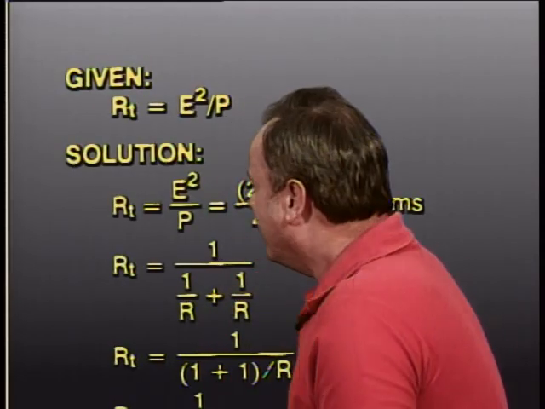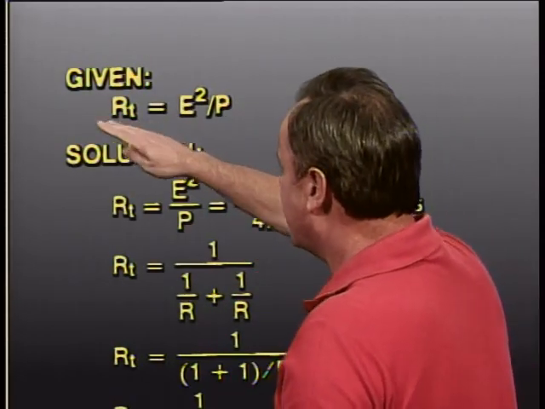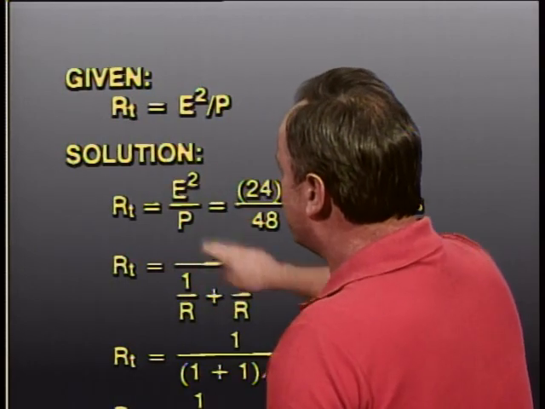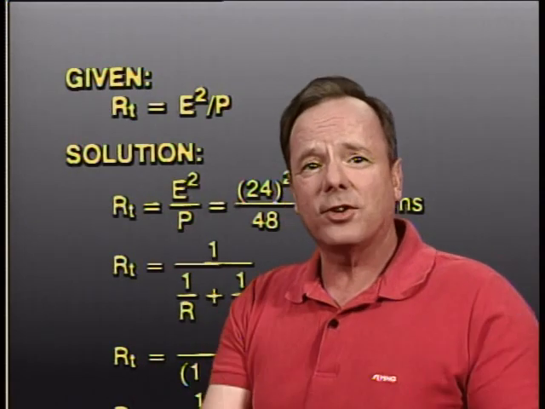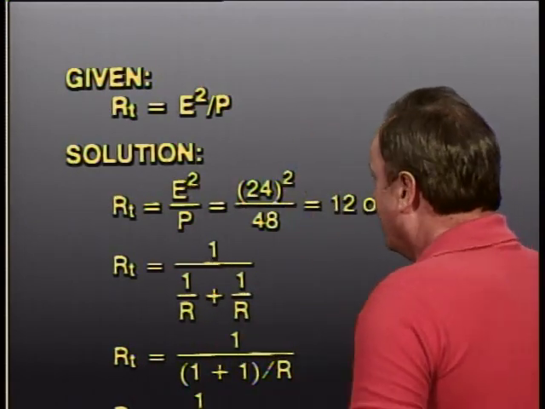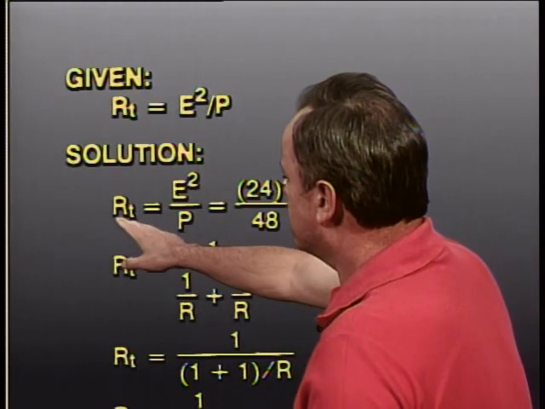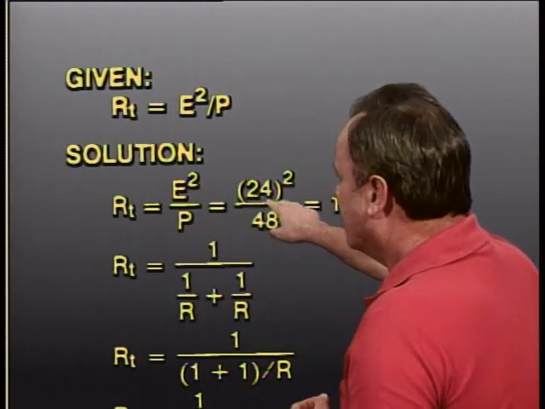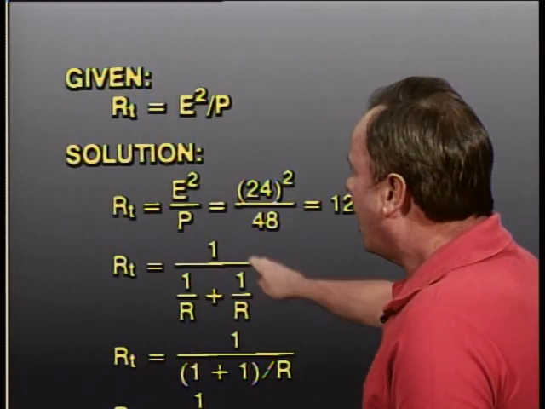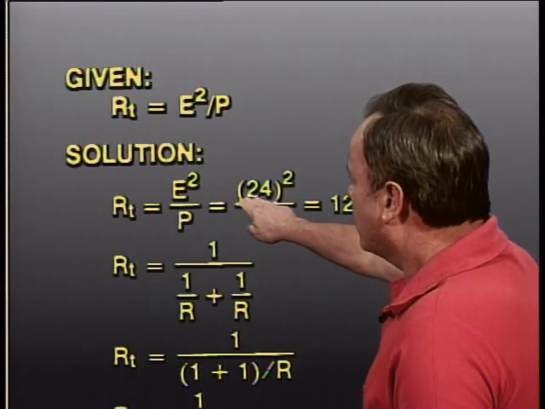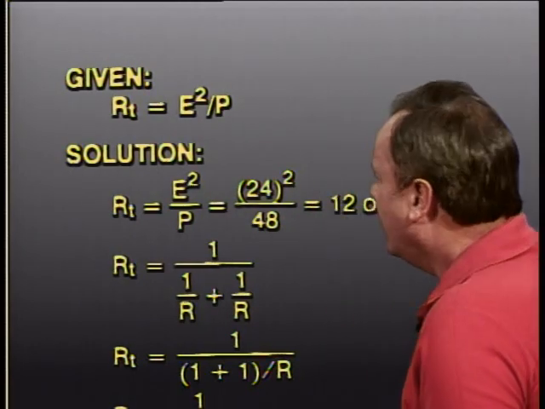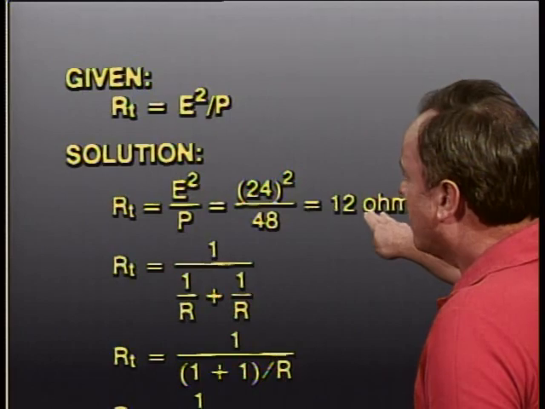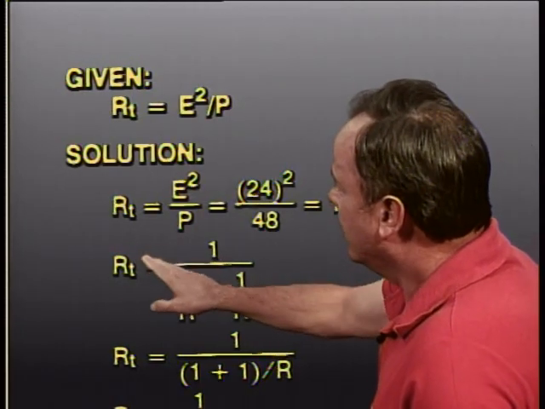Let's take a look at another bit of information they give you that's extremely valuable. They give you this formula: the total resistance is equal to the voltage squared divided by the power. That's a tremendous help. So now all we have to do is plug in some numbers. The voltage was 24, and the power was 48 watts. So you take 24 times 24 divided by 48, you do that with your electronic calculator, and you're going to get 12 ohms. And so right now we know the total resistance in that circuit is 12 ohms.